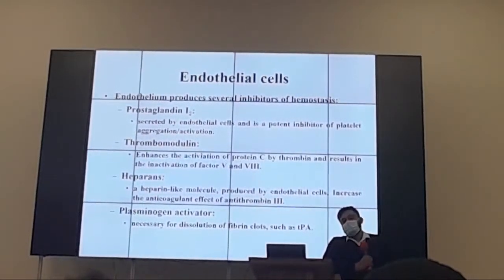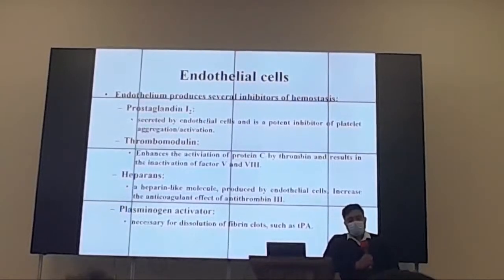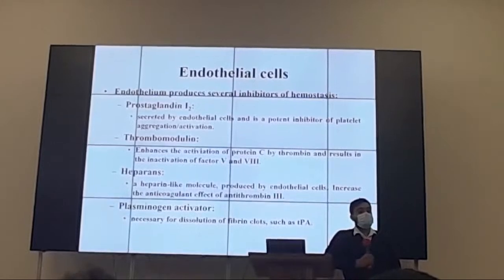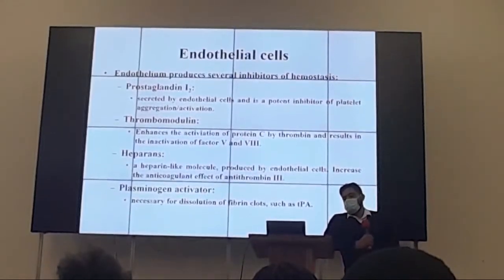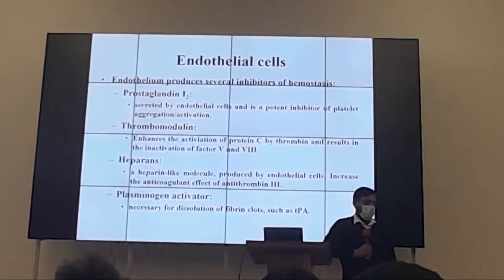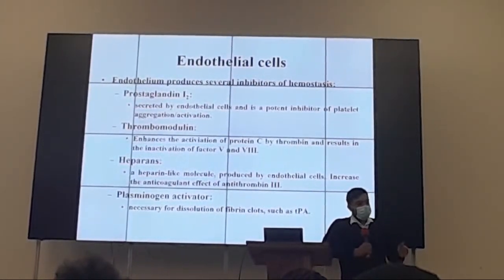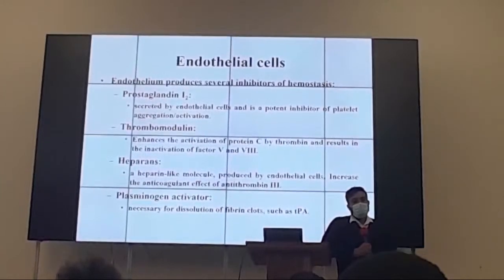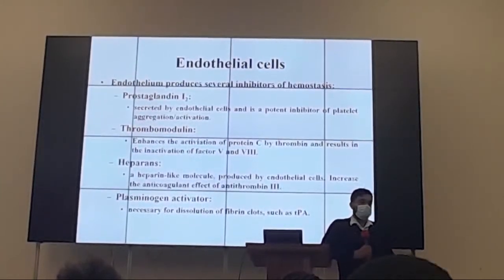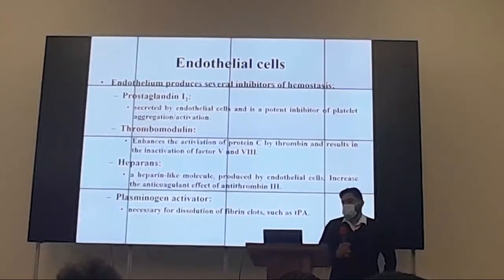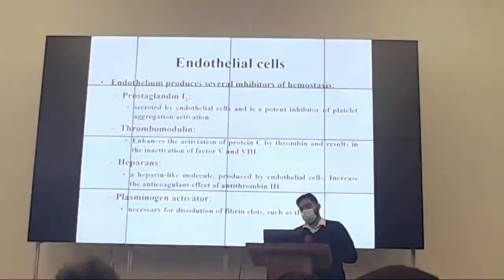Your endothelial cells also produce certain factors such as prostaglandin I2. It's also called prostacyclin. Now, prostaglandin I2 is an antiplatelet factor. It prevents the aggregation and activation of platelets, which then prevents the formation of a platelet plug. So that's some of the roles of endothelial cells.